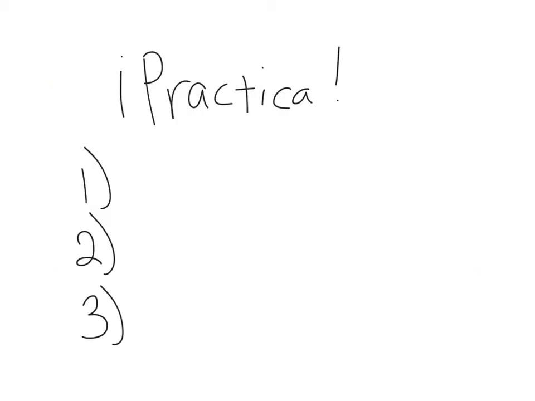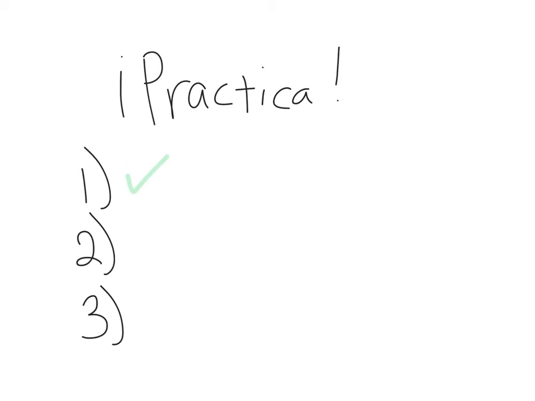Vamos a practicar. Okay, número 1. I would like you to conjugate the verb bailar en la forma yo. Bailar yo. What would that look like in the pluscuamperfecto? You should have written down había bailado.